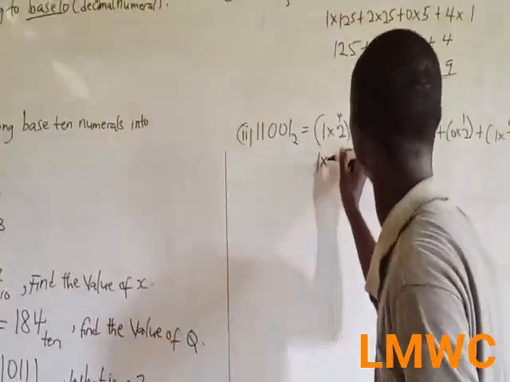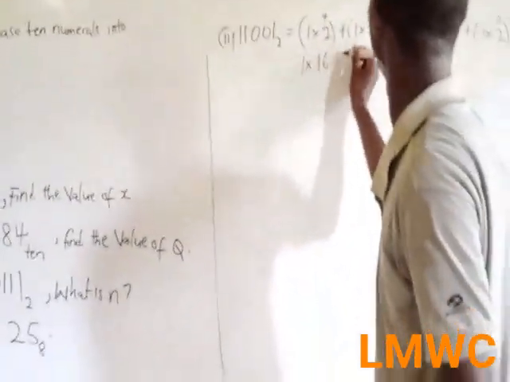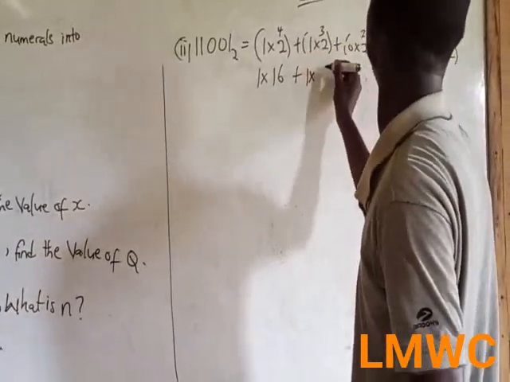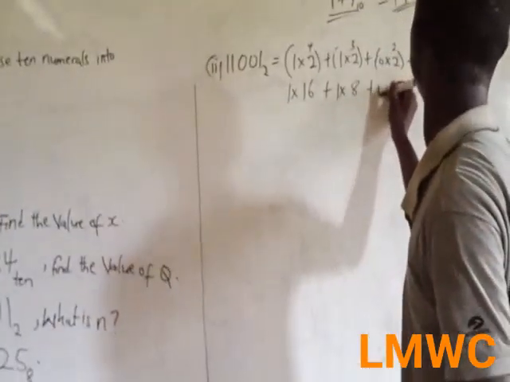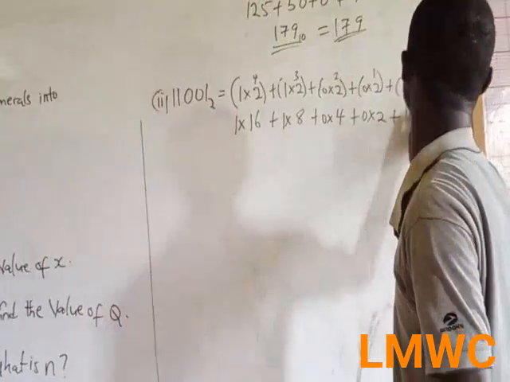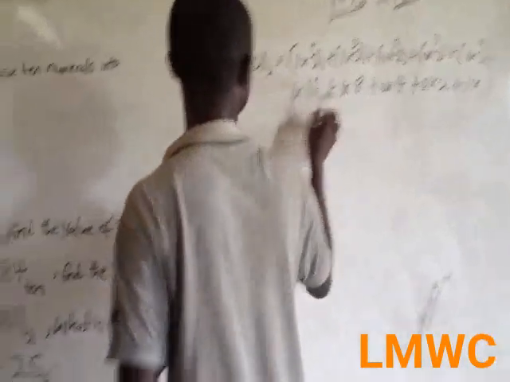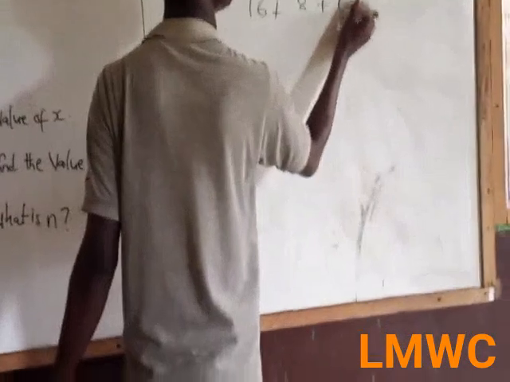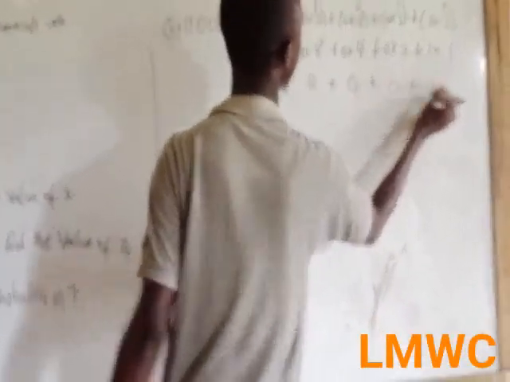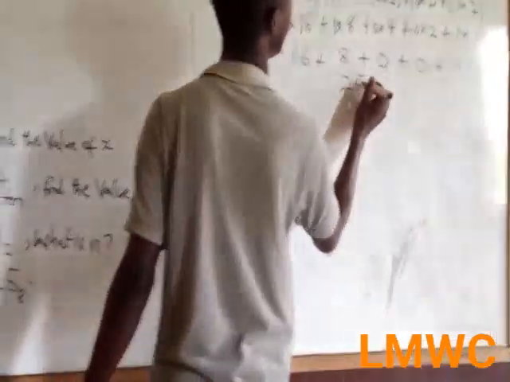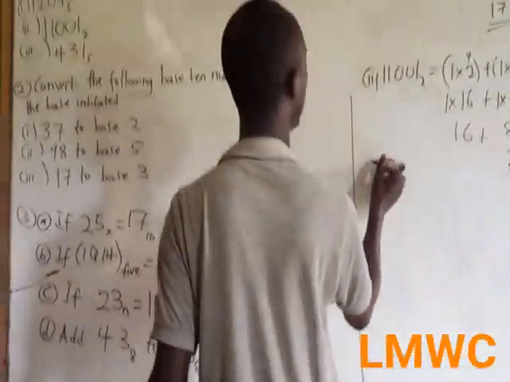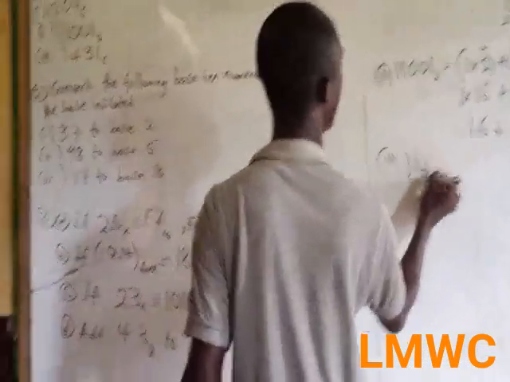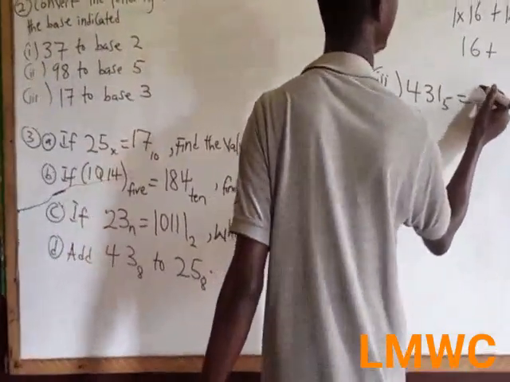So you have 1 times 2 raised to the power 4, which is 16, plus 1 times 2 raised to the power 3, which is 8, plus 0 times 2 raised to the power 2, which is 4, plus 0 times 2, plus 1 times 1. So 16, plus 8, plus 0, plus 0, plus 1. 16 plus 8 is 24, plus 1 is 25. So that's the answer.